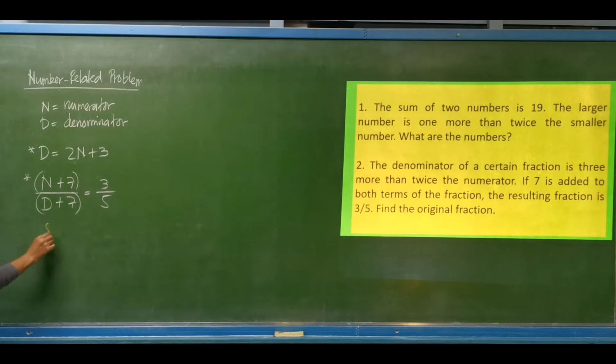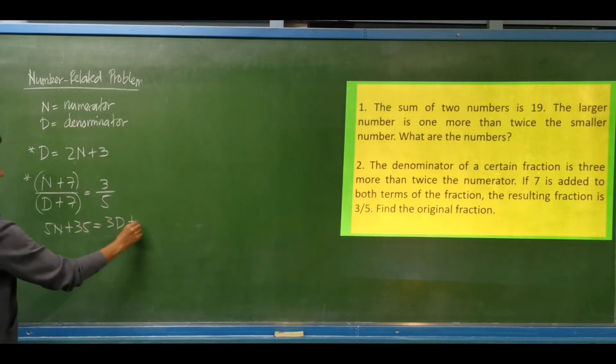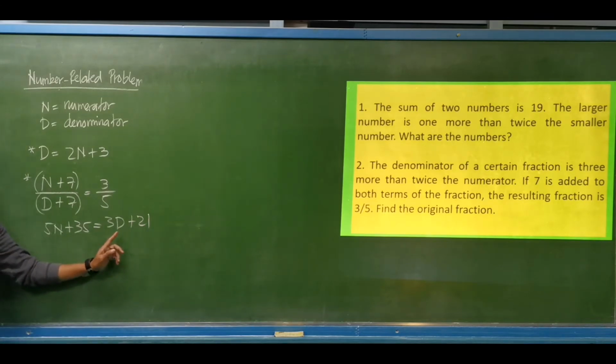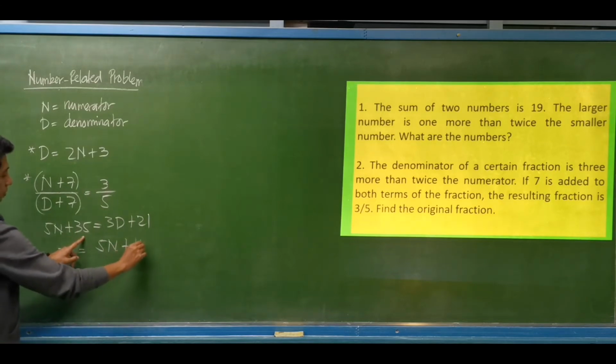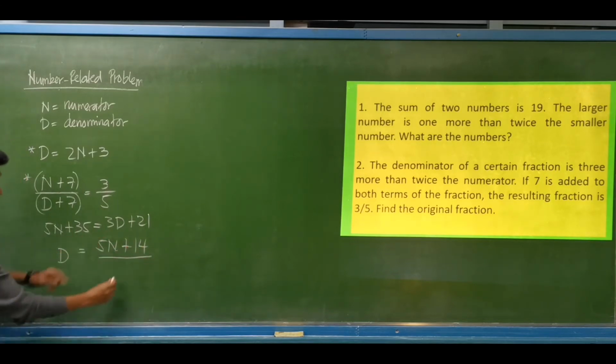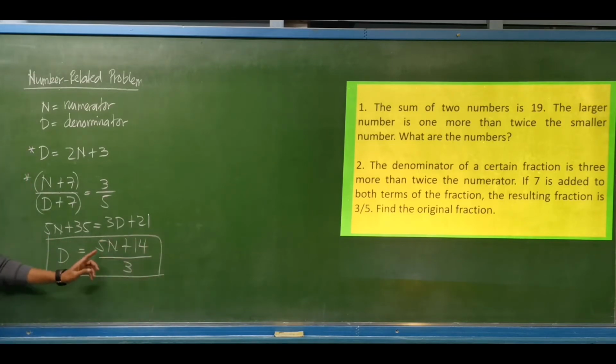That is 5n plus 5 times 7, which is 35, is equal to 3 times the denominator plus 3 times 7, which is 21. So let us express this equation in terms of the numerator. That is the same as 35 minus 21. We have the denominator is equal to 5 times the numerator, 35 minus 21 is 14, divided by 3. So this is the equivalent of the denominator in terms of the numerator.